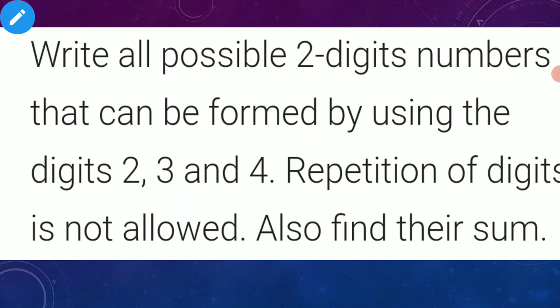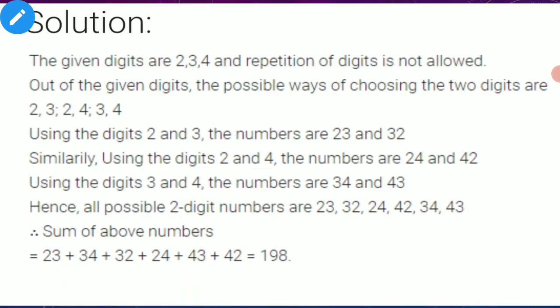The next question is, write all possible two-digit numbers that can be formed by using the digits 2, 3, 4. Repetition of digits is not allowed, and also find their sum. So we have to write all the possible two-digit numbers using the digits 2, 3 and 4. So let's do the question now.